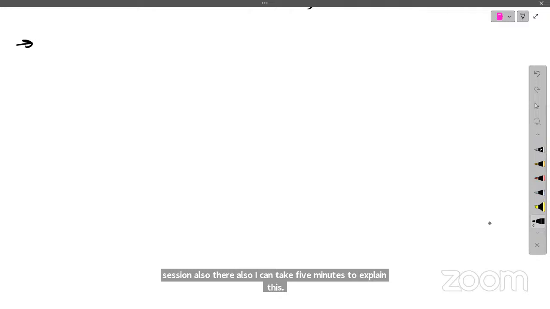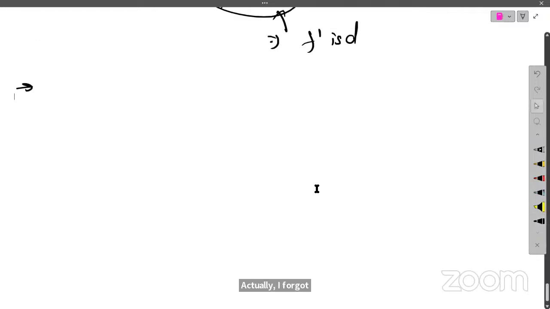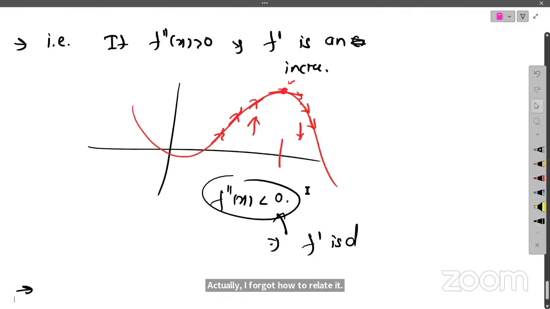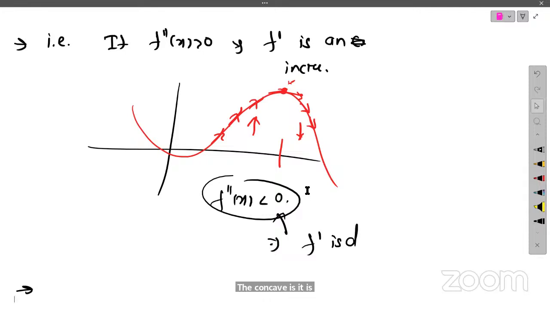It is, ma'am. No, it is nothing. So when you are getting f double dash of x greater than 0, the concave is like, I mean, the slope is getting increased. So that is the reason it is local minima. Either way, when f double dash of x is less than 0, then the slope is getting decreased. So that is the reason. So that's why, yes, correct.